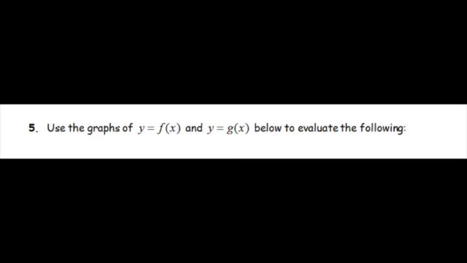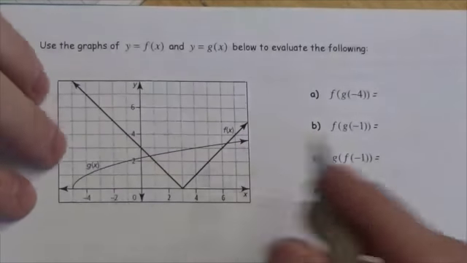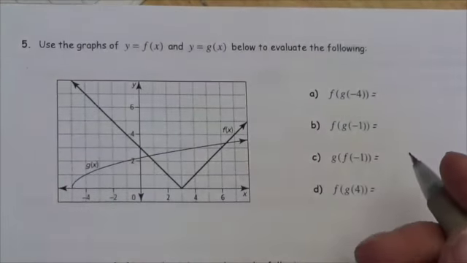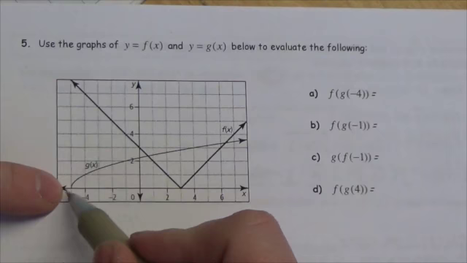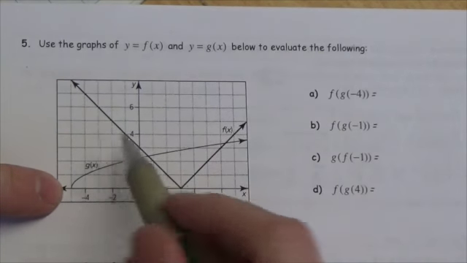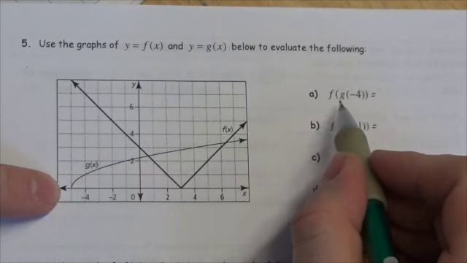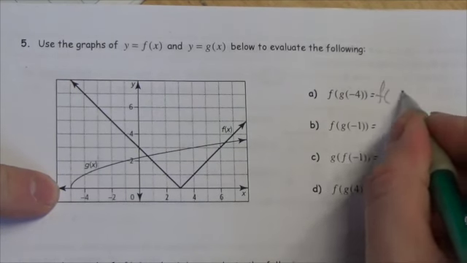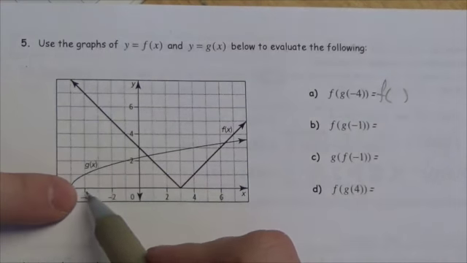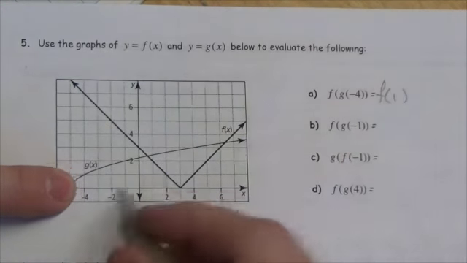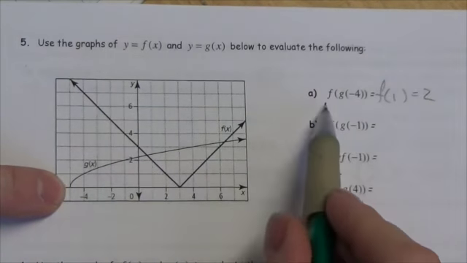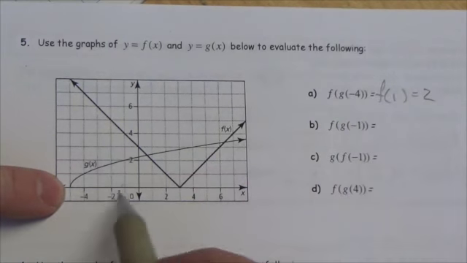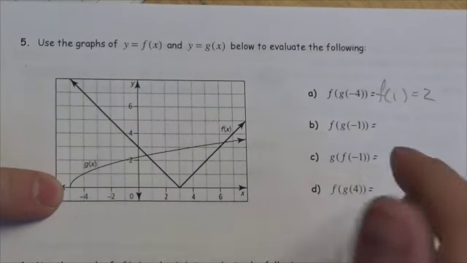Use the graphs of f of x and g of x below to evaluate the following. Okay, so now we're going to use this graph here to work through function composition. Once again, the trick is to remember which function is which here. So g of x is the radical function here, and it looks like f of x is the absolute value. So f of g of negative 4: first of all, g at negative 4 is 1, so this is the same as f of 1. F of 1 is 2. So f of g of negative 4 is going to be 2. You go a bit at a time here, start on the inside, work your way out.